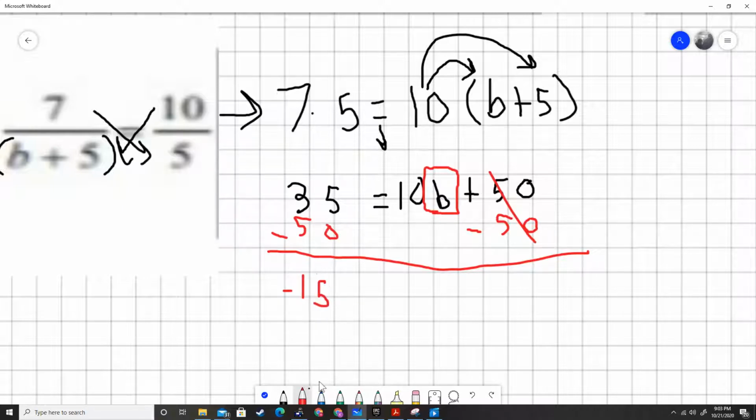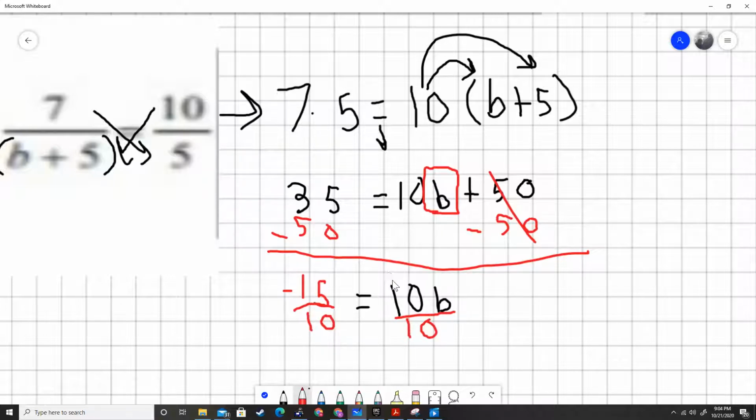You can always double check this in your calculator, okay? Now, I have negative 15 equal to 10b. Let me double check what I have to do here. I have 10b on one side, negative 15 on the other side. That means I'm going to have to divide now. 10 and b are being multiplied, so the opposite is dividing. And I have to do the same thing over here, divide.